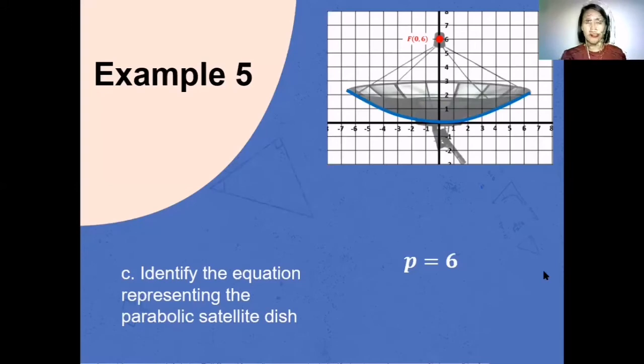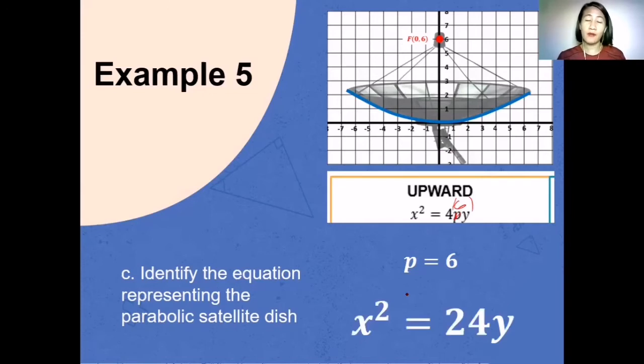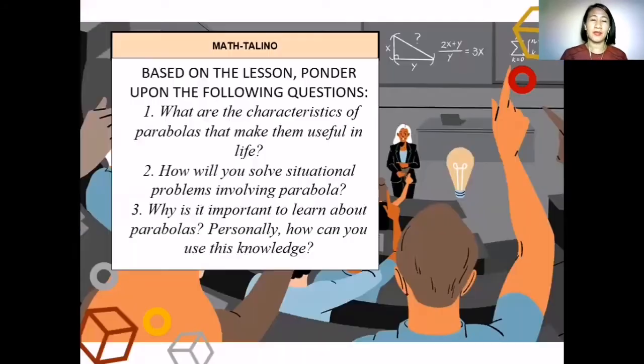For letter C, we have to identify the equation representing the parabolic satellite dish. Since we know that the parabolic satellite dish faces upward, then we can use the formula x squared is equal to 4py. So what do we do then? We just have to substitute p with 6. Therefore, we multiply 4 and 6, that is 24. So our equation is x squared is equal to 24y. That's the last example that we have for our parabola.